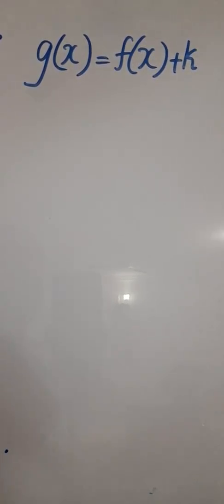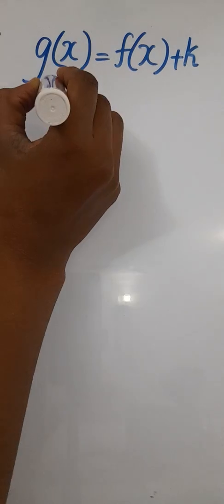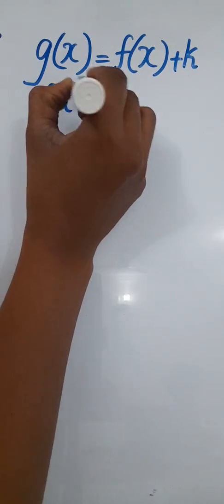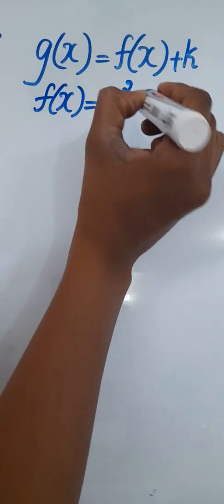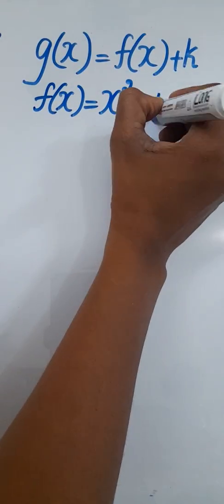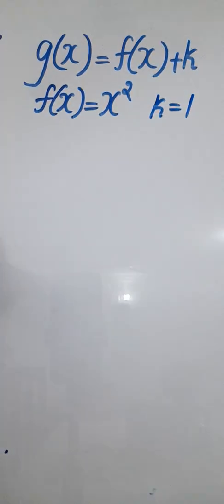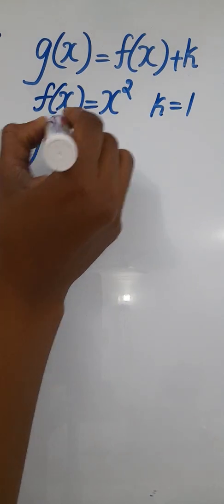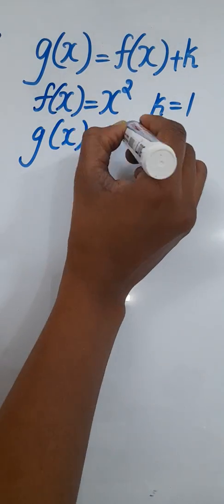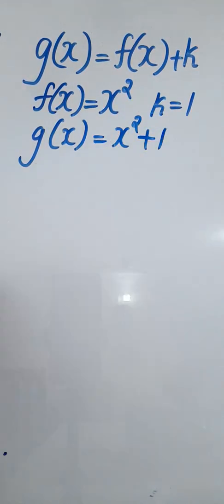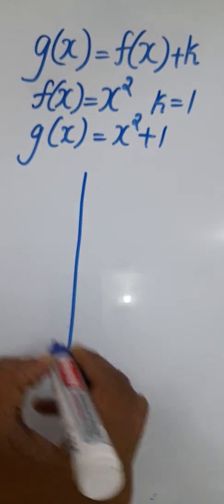Let us consider transformations of the form g of x equals f of x plus k, where k is a constant. To understand this transformation better, let us consider an example. Let us consider f of x equals x squared, which we know is a parabola. Let us take k to be equal to 1. Then we get g of x to be equal to x squared plus 1.